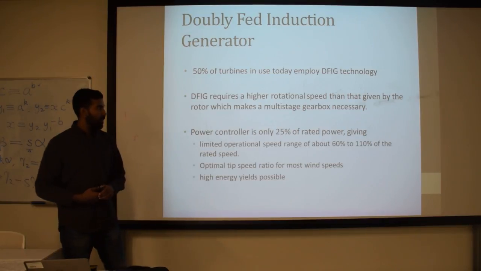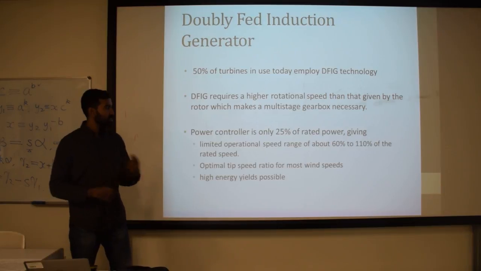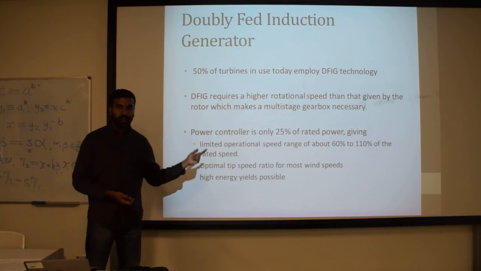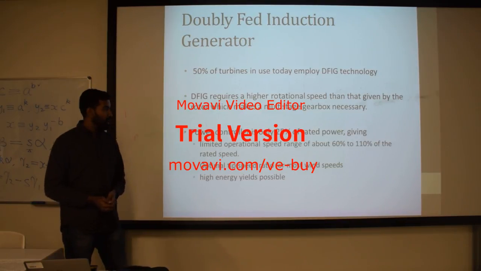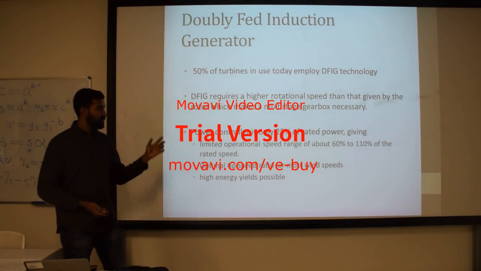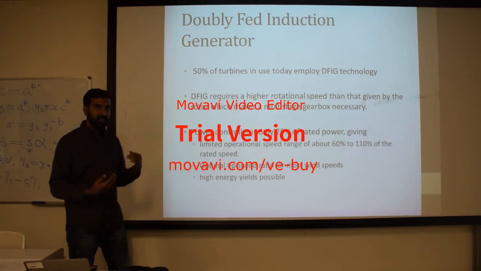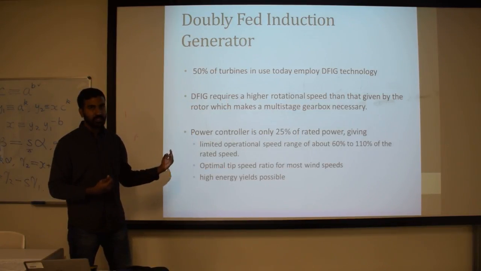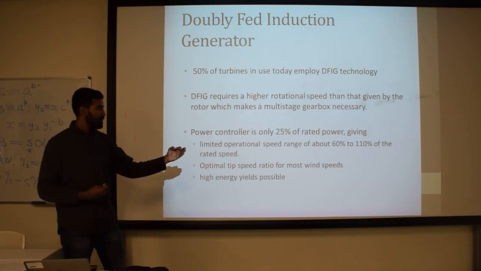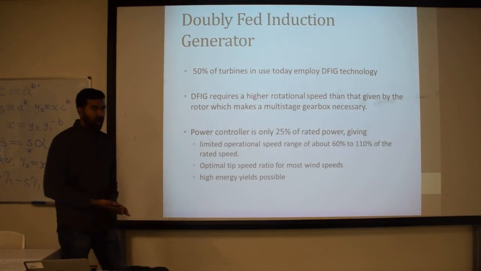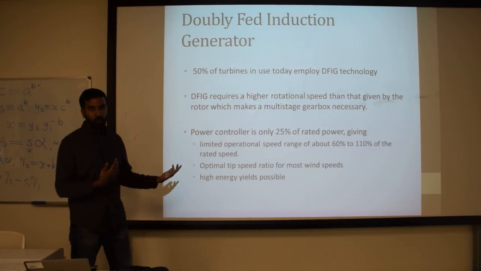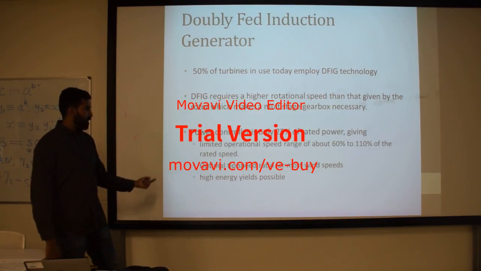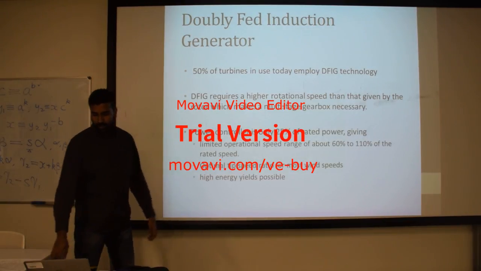They also employ a power control converter, which is about 25% of their rated power, and this gives them an operational range of around 60 to 100%. That means they can operate at around 60 to 100% of the rated wind speeds. This range allows them to have an optimal tip speed for most wind speeds, and that means high energy yields are possible.